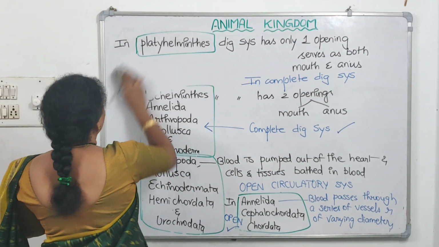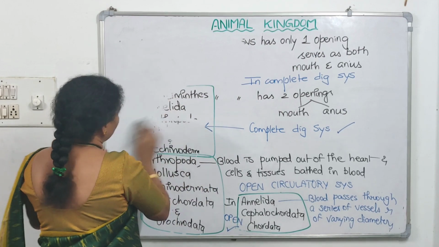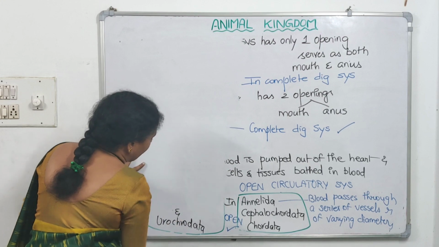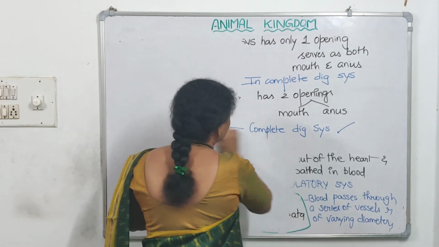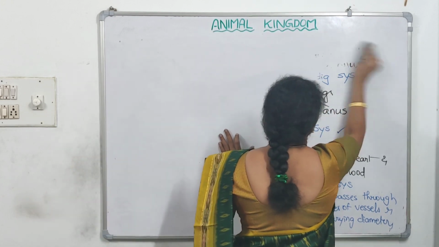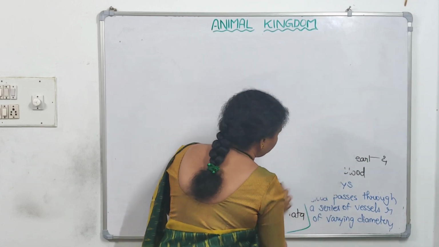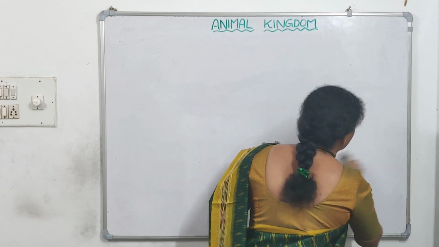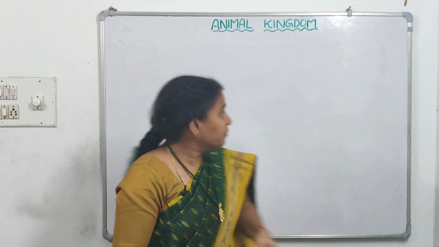Right. Now let's talk about the second character. What is that? Symmetry. What do you mean by symmetry? We are going to see whether the animals, when we dissect them, when we cut them on one plane which is passing through the center, if you are getting two equal parts, then we call such organisms symmetric. And however many planes you try to cut, if you are not able to get two equal parts, then they are called asymmetric, right? So the second characteristic is symmetry.